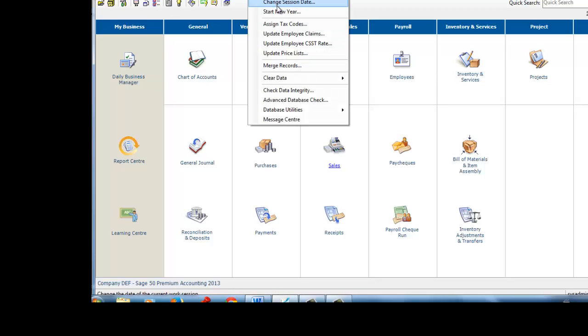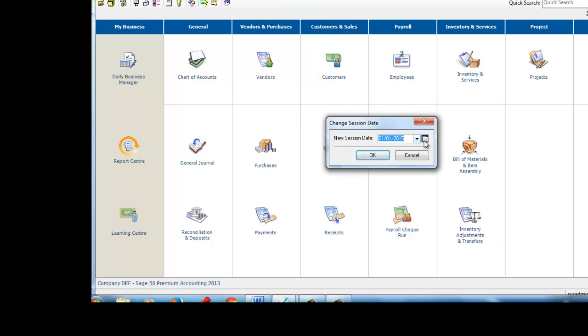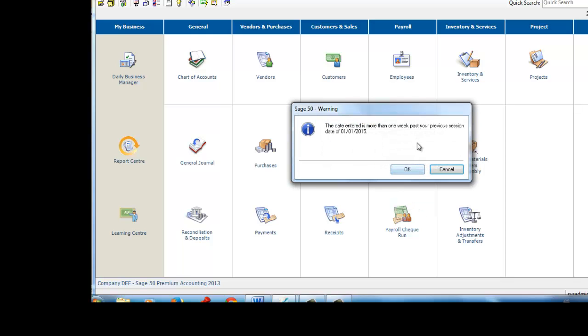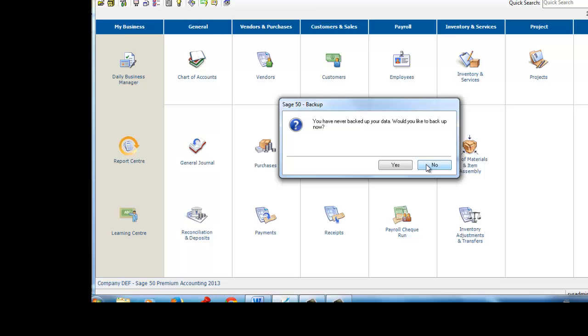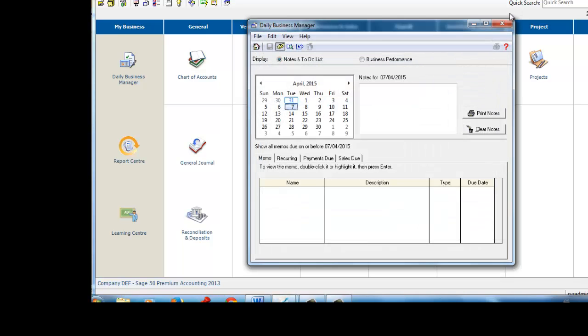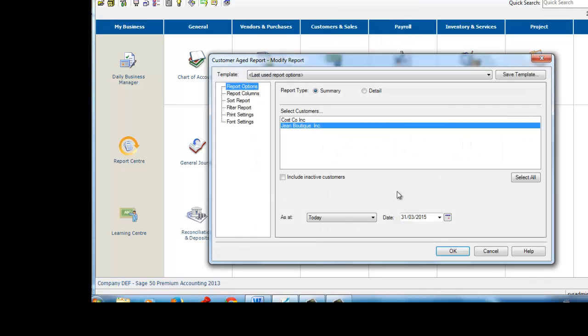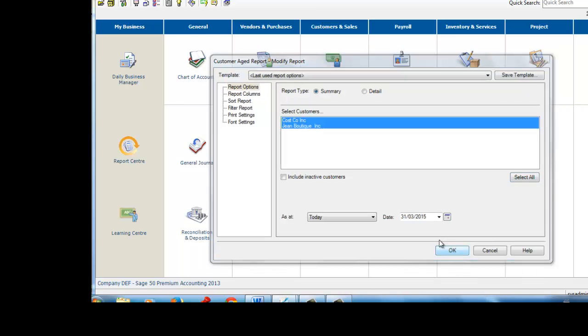And we're going to just change the session date. We're going to advance it till the end of March 31st again, and say OK. So let's look at our aging schedule. If we go to my customer aging schedule, let's select them all at the end of March.